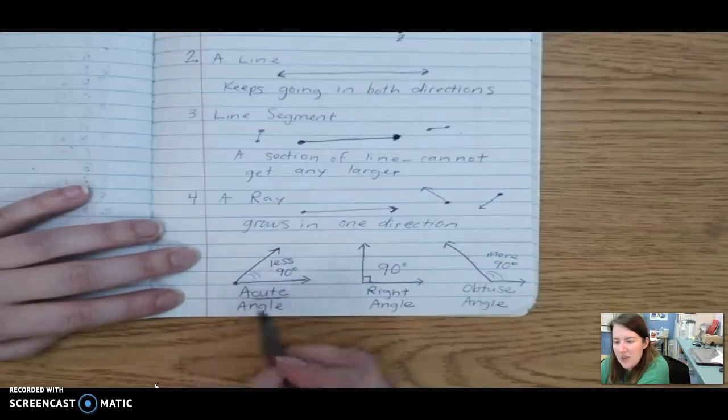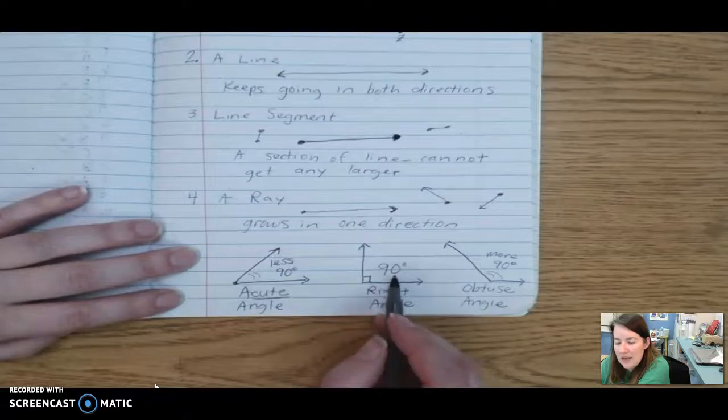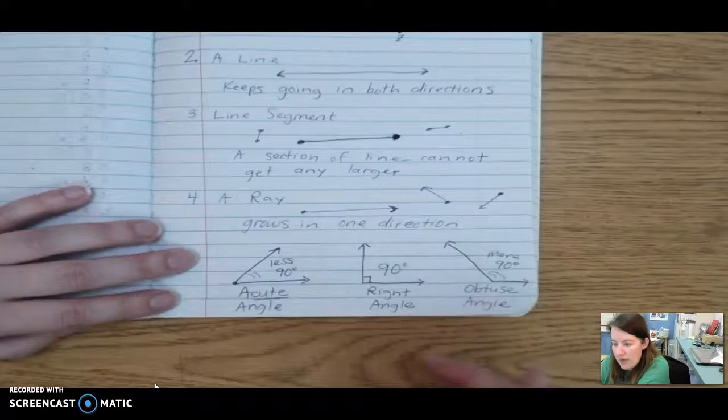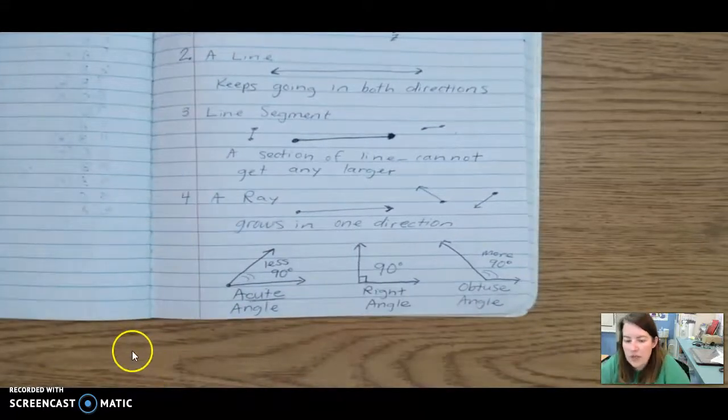And then our three types of angles. Acute is less than 90 degrees. A right angle is always exactly 90 degrees. And an obtuse angle is always more than 90 degrees. So we're going to use that information to help us with some activities today.